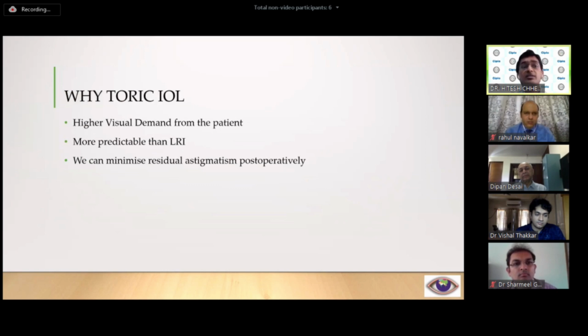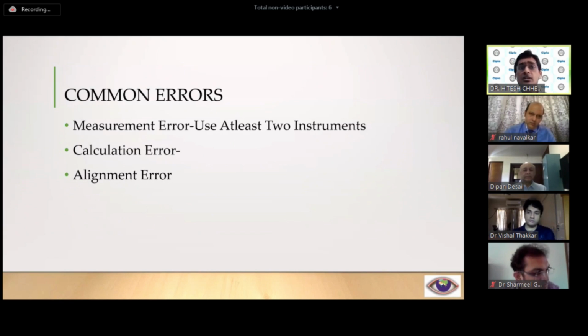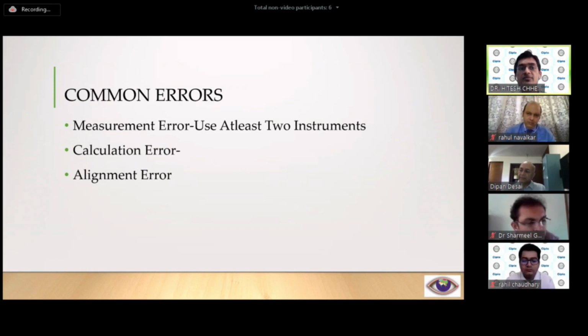Why toric IOL? There's very high visual demand from the patient nowadays. The results are much more predictable as compared to the LRIs, and it reduces the residual post-operative astigmatism significantly. The three common errors that occur with the toric IOL: first one is the measurement error, measurement of the K. So always use two instruments to corroborate your findings.